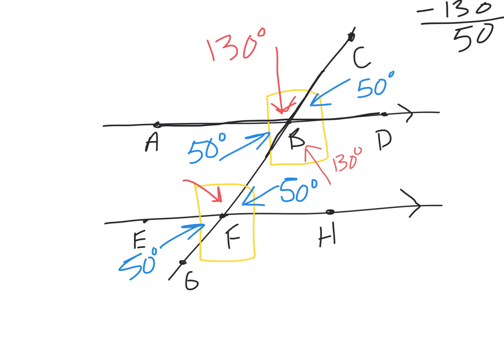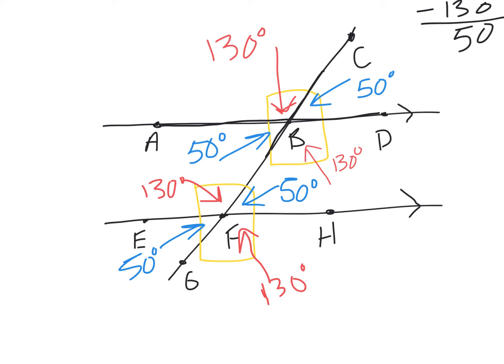And then this angle here, our obtuse angle, as a review, obtuse angles are greater than 90 degrees and acute angles are less than 90 degrees. So this obtuse angle here is 130 degrees and its vertical angle is going to be 130 degrees. So what you'll notice here is that every one of these angle measures is just one of two measures. It's either 130 or 50 in this case.